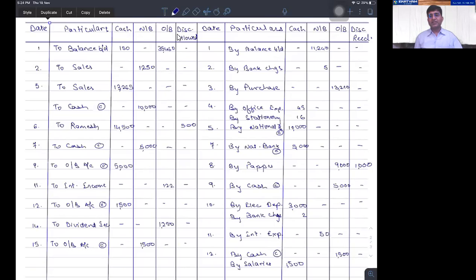Electricity. When the purpose is given, the person is not important, correct or not, Janvi? So I'll pass the entry as what? Electricity deposit account debit 3,000, bank charges account debit, क्योंकि खर्चा हो रहा है मेरा. Rupees 2, to cash account 3,002. Did you get it now?